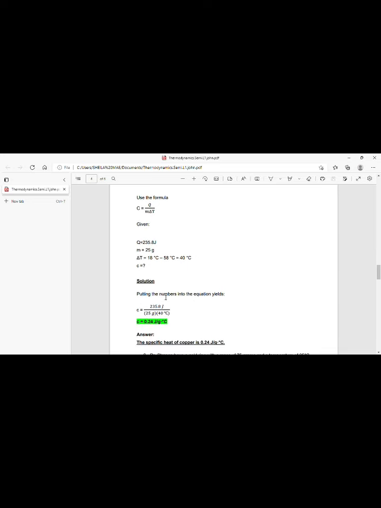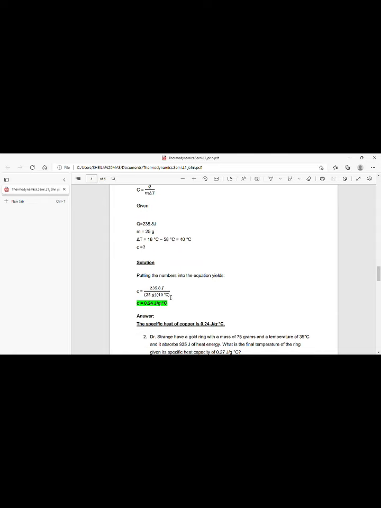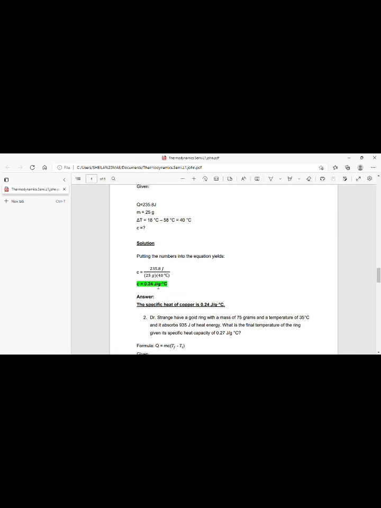Here we go, our solution. Putting the numbers in the equation yields, the specific heat equals 235.8 joules over 25 grams times the delta T. We multiply the mass by the delta T, and then divide the heat energy by that answer. The specific heat, which is our answer, is 0.24 joules per gram degree Celsius.